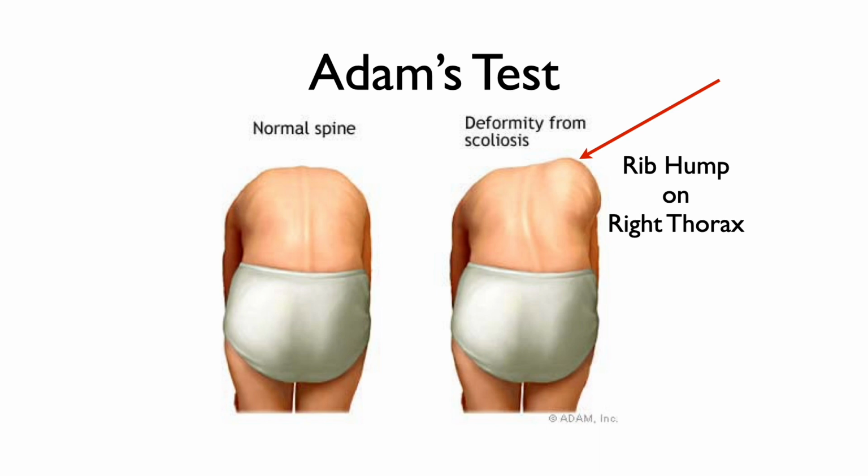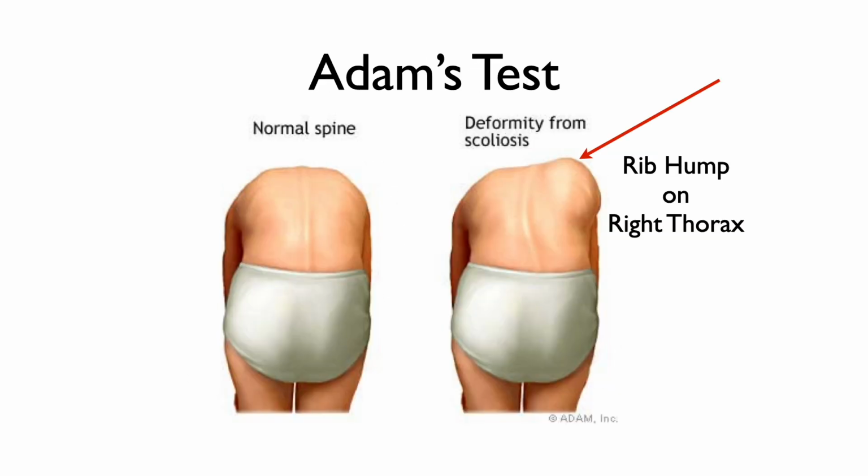A rib hump like this on the right will indicate that the rotation of the ribs is to the right. This is because the ribs are attached to the vertebrae. Now as they are rotated to the right, you will also know with some degree of certainty that the upper spine here has a thoracic dextroscoliosis, or a curve with the apex on the right, or as I call it, a right C-curve.